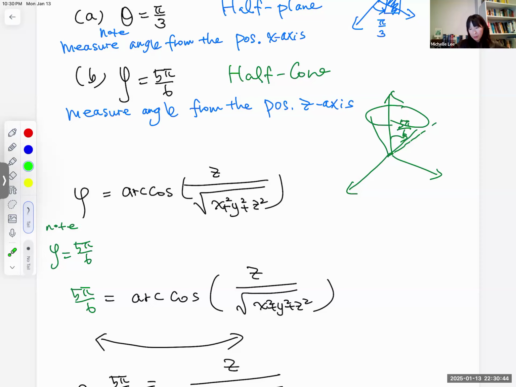Then 5 pi/6 will be how much? Pi/2. So we passed the pi/2, right?